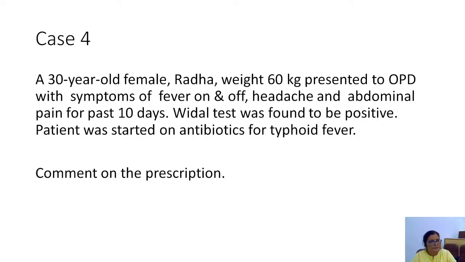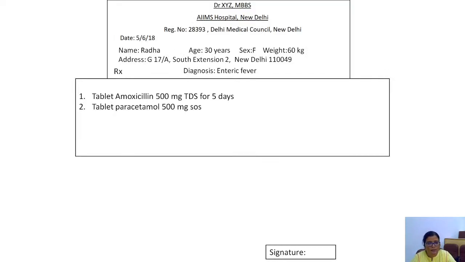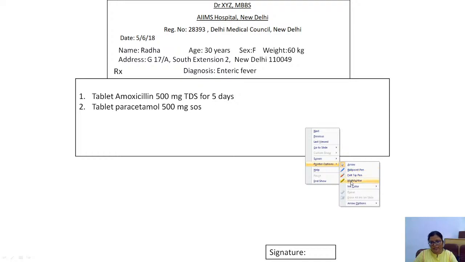Moving on to our fourth case: a 30-year-old female, Radha, weight 60 kg, presented to the outpatient department with fever on and off, headache and abdominal pain for the past 10 days. Now, what did the physician do? He must have done many tests, but when he did the Vidal test, it was found to be positive. The patient was started on an antibiotic for typhoid fever. Comment on the prescription.